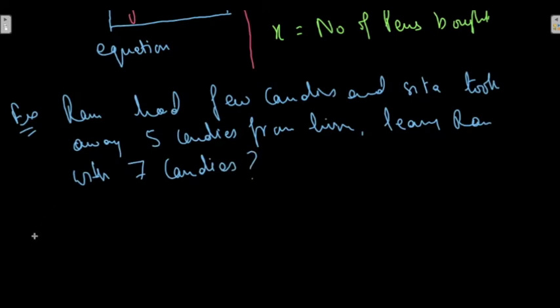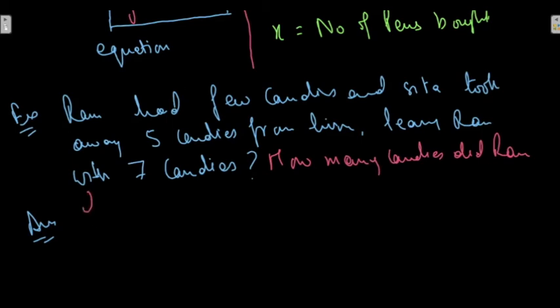Now, when we incorporate algebra in it, what do we simply do? We simply say Ram had few candies. So, few candies means something which is unknown. Okay, we have not completed the question. The question is how many candies did Ram have, right? So now it becomes pretty clear.